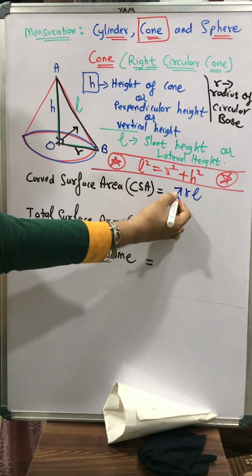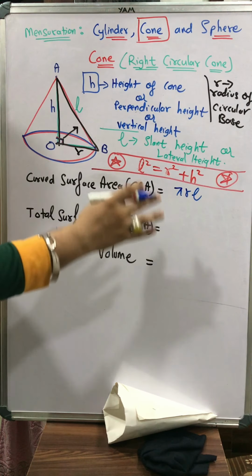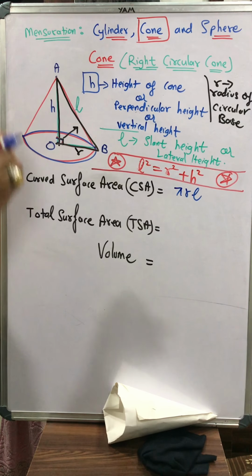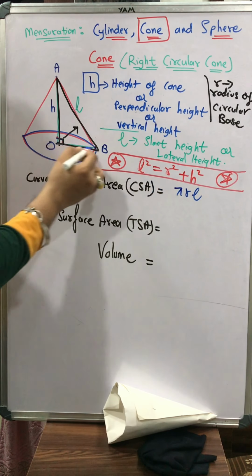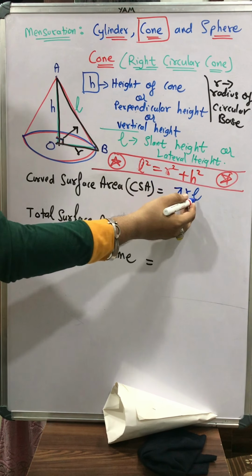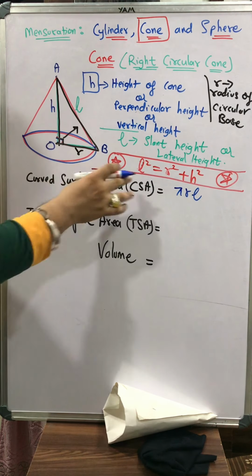Pi, you all know. If pi is not mentioned in the question, by default you will take 22/7. If precisely any value is mentioned, then you have to go with that. R is the radius of the circular base, this R, and L is the slant height here. This is the curved surface area.